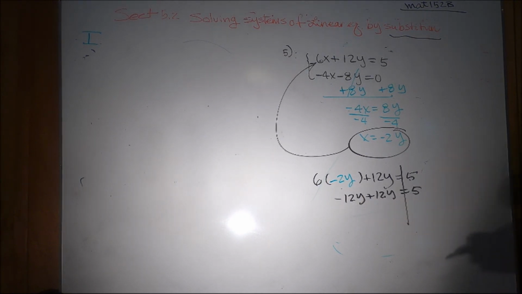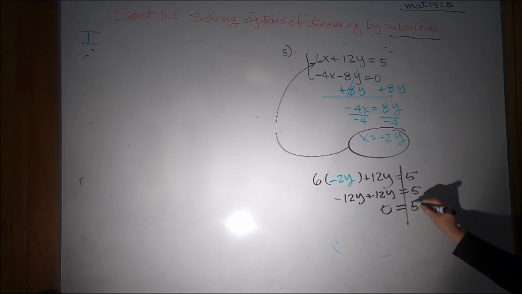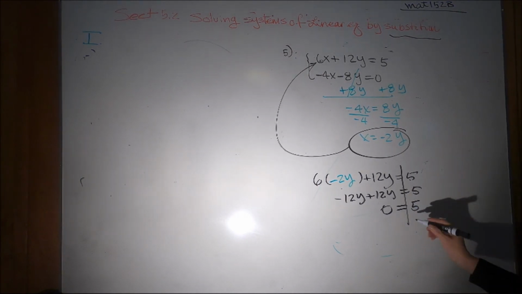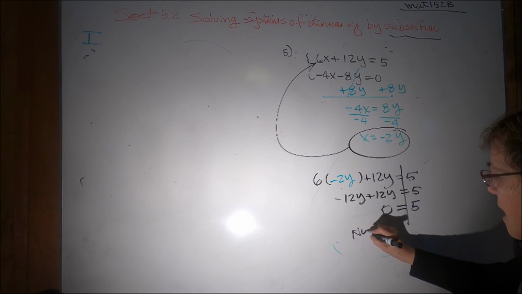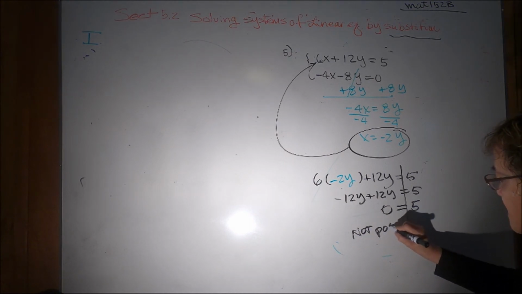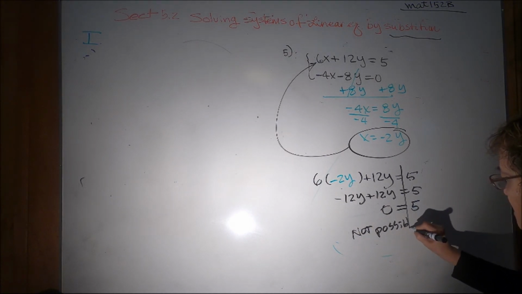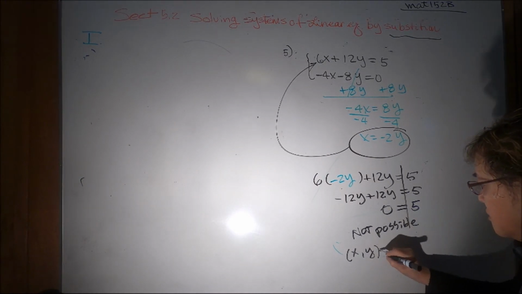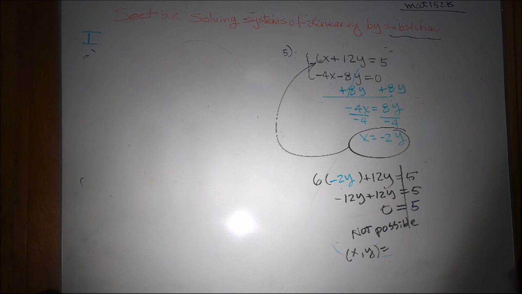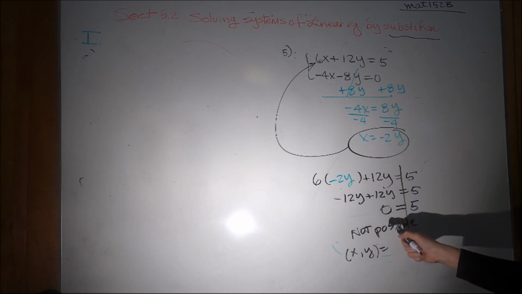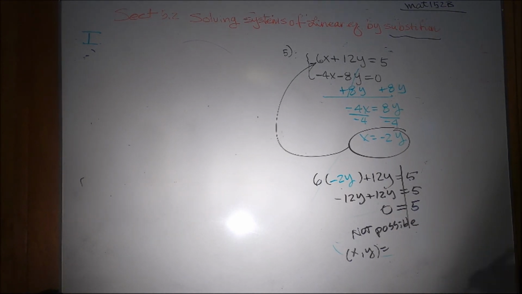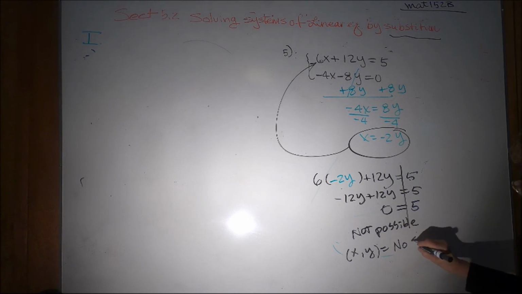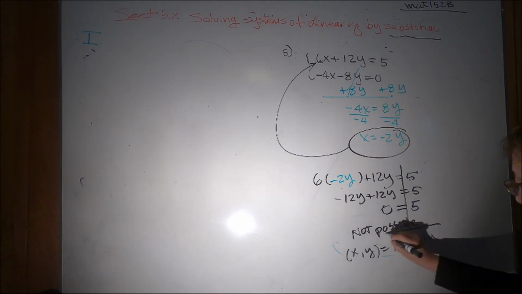Okay, 0y means what? 0. Okay, 0 equals 5. Is that possible? Not possible. So if it's not possible, it means what? Doesn't matter what kind of x and y you have, you always have a problem. It's not possible to make 0 equal 5. That means what? You have no solution.